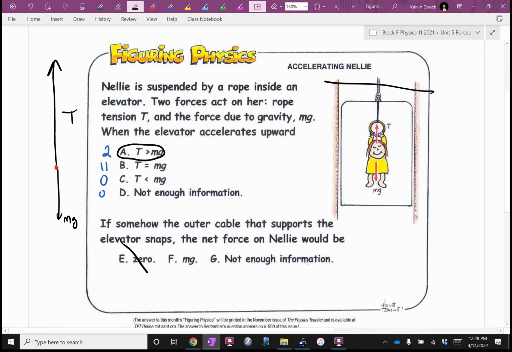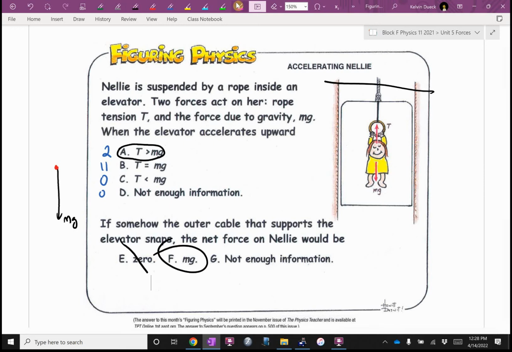That's Newton's first. In fact, if the cable snaps, that's the free body diagram. What is the net force acting on her? Well, there's only one force. Which one?